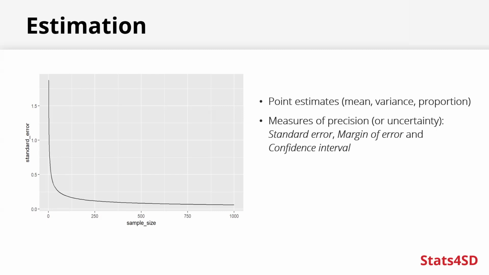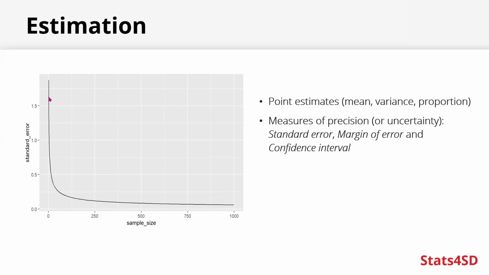One of the interesting characteristics of the precision measures that we have described above is that they depend basically only on the sample size. Specifically, they depend on 1 divided by the square root of the sample size. Therefore, the larger the sample size, the more reduced will be the uncertainty measures. For a large sample size, the standard error, margin of error, and confidence interval will be very, very small. For a small sample size, these will be larger.